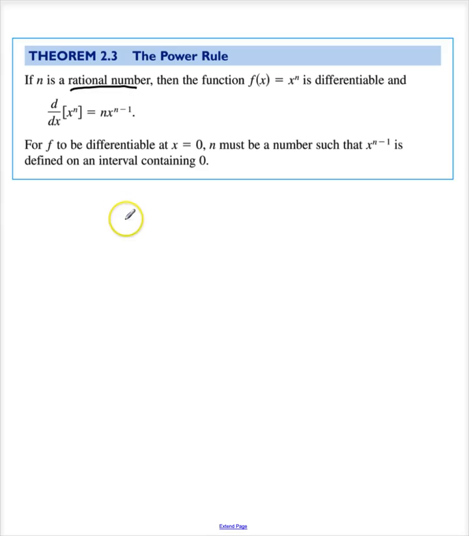However, let me show you a way to remember this. You drag down the n, okay, and then you carry the x, and then reduce by 1. So bring it to the front, and then reduce by 1.